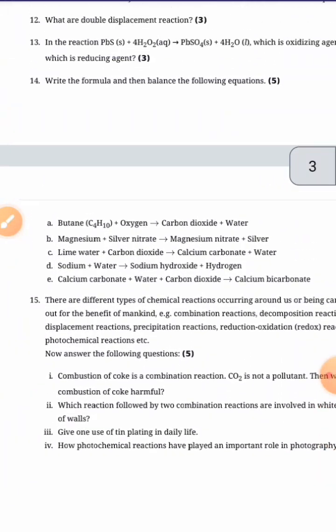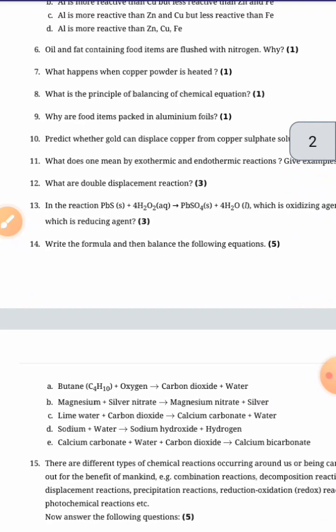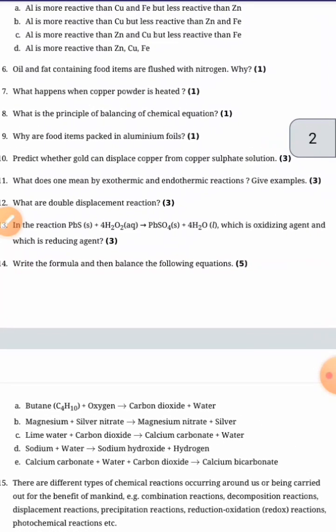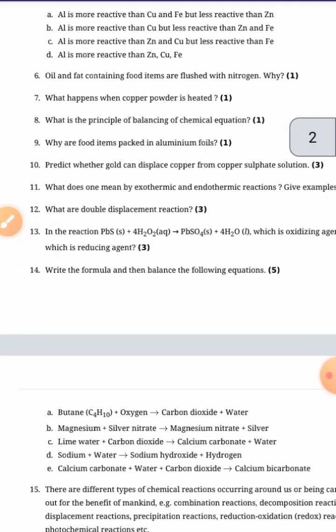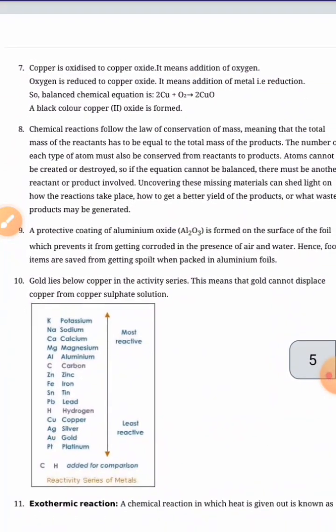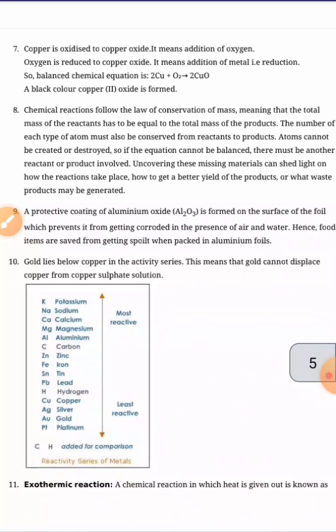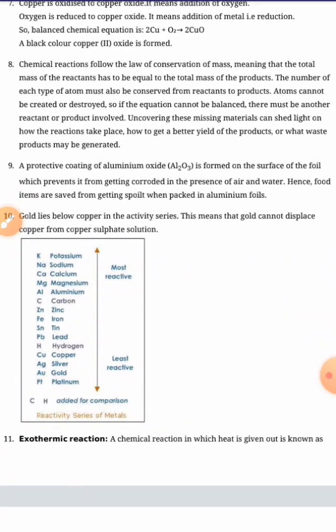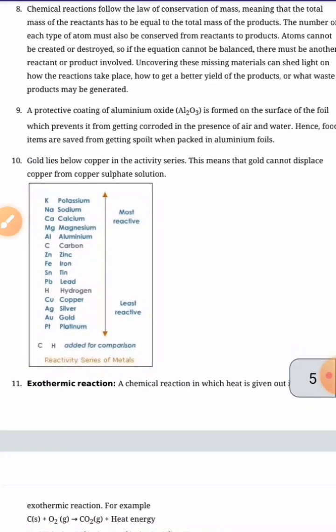Now come to question number 10. Predict whether gold can displace copper from copper sulfate solution. Answer: gold lies below copper in the activity series. This means that gold cannot displace copper from the copper sulfate solution. This is very important, you have to learn. It can be asked in the board exam.